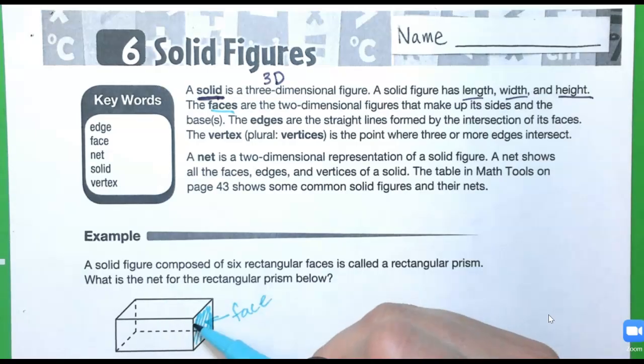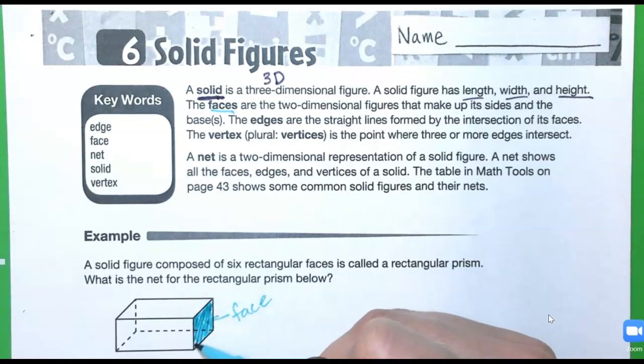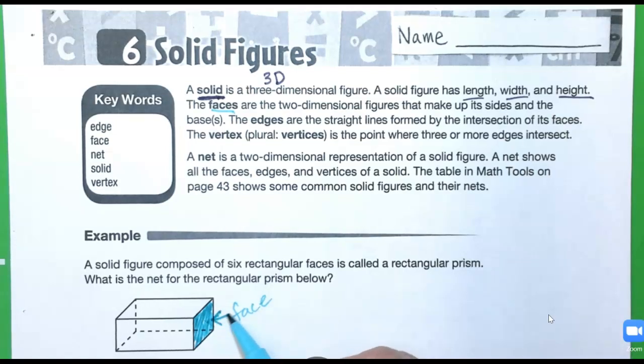Okay, so faces are the two-dimensional shapes. We talked about them: rectangles, parallelograms, triangles, trapezoids. If you're finding a rectangle or triangle, these are the faces of our three-dimensional objects. They make up the outside of our three-dimensional objects.